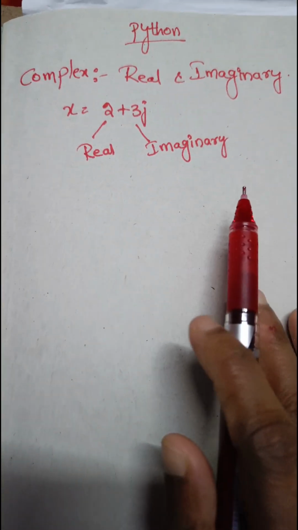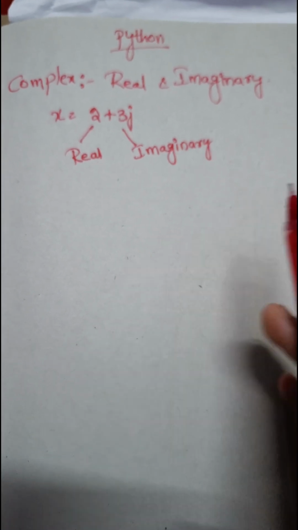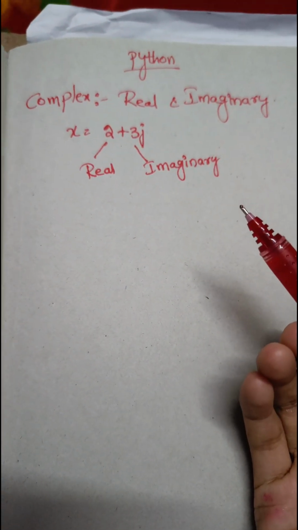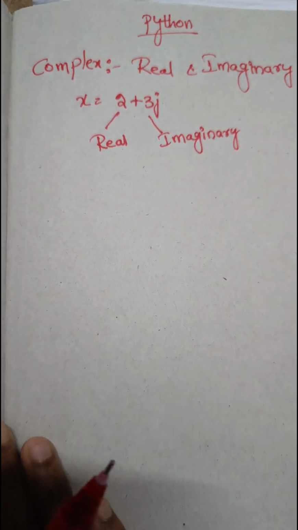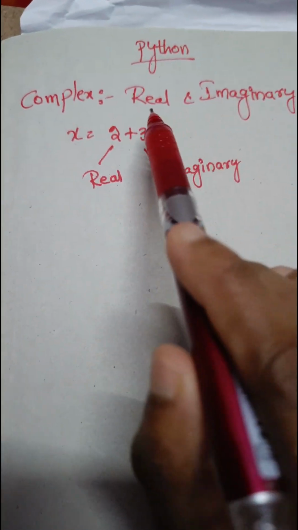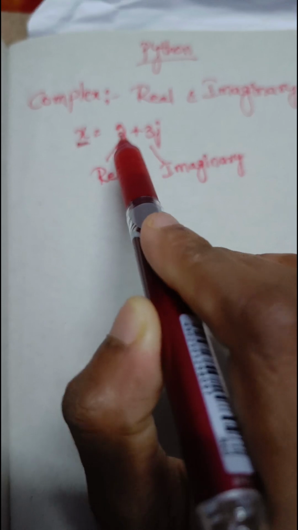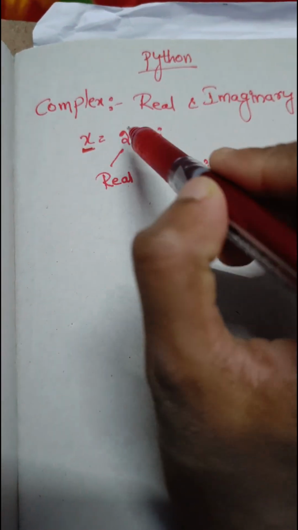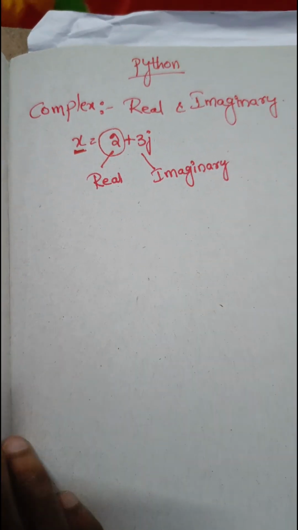So in this video, I'm going to share, in the previous class, I discussed Python data types. We discussed integers and also float. Now we are discussing complex. Complex is a data type in Python. It consists of real and also imaginary parts. Now x is a variable which is storing a value of 2 plus 3j. This 2 is considered the real part. This 3j is considered the imaginary part.